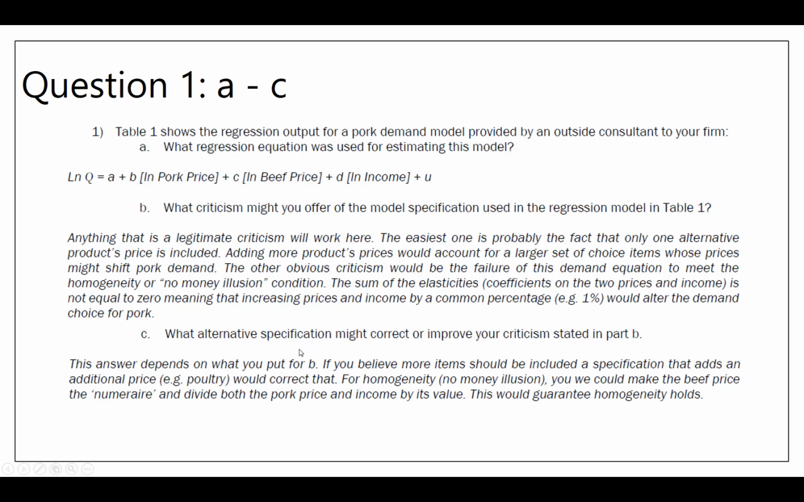And then of course C depends on what you put for B, but correcting either one of those would be adding a price, or for the homogeneity, declaring a numeraire variable, right? So given the model we have here, make the beef price a numeraire. This first term becomes log of pork price divided by beef price, and this becomes log of income divided by beef price. So anything that would fix either of your problems.